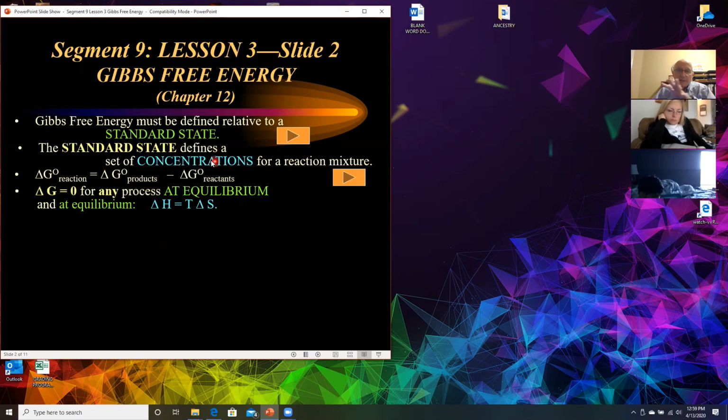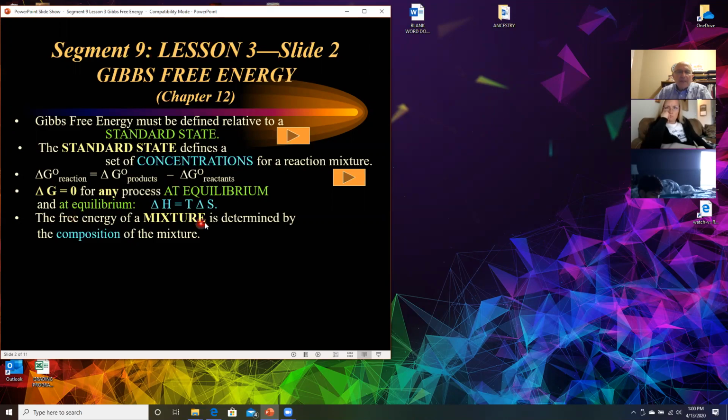But if I take that first equation, delta G is delta H minus T delta S, that's called the Gibbs-Helmholtz equation. So if I set delta G equal to 0, delta H is equal to T delta S. So this is the relationship between delta H and delta S when you're sitting at equilibrium. The free energy of any mixture is determined by the composition of the mixture. The free energy with a little superscript is the one that has 1 atmosphere pressure of each of the substances that are gaseous present.